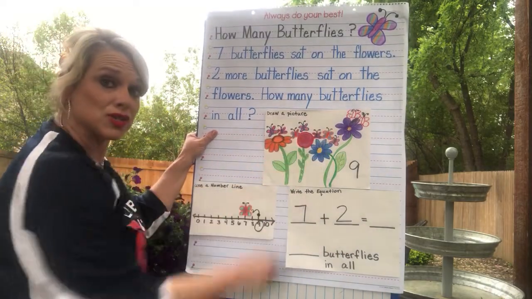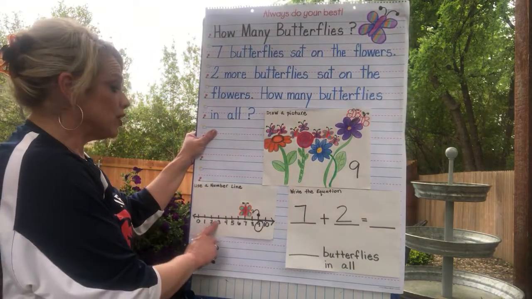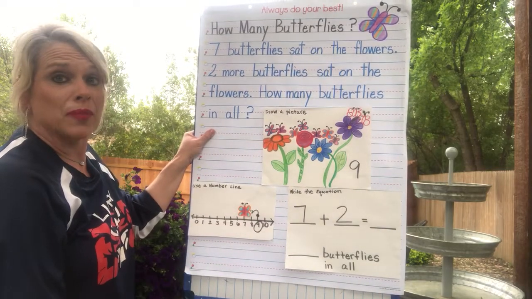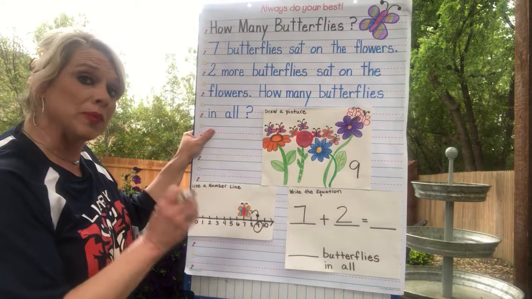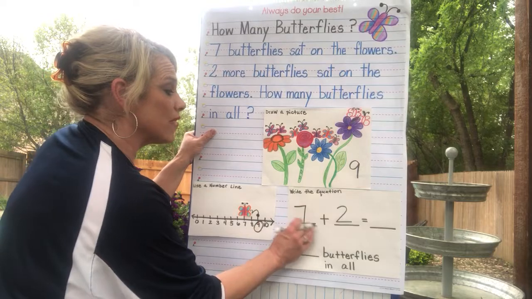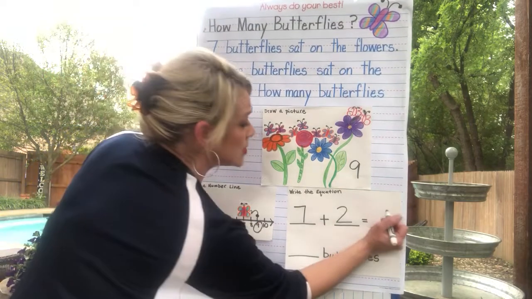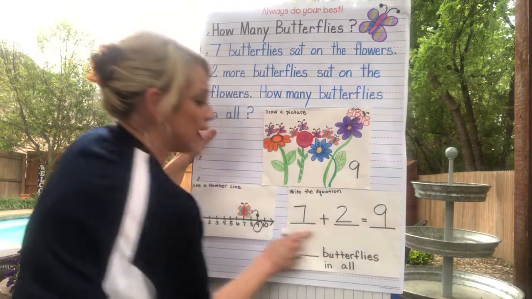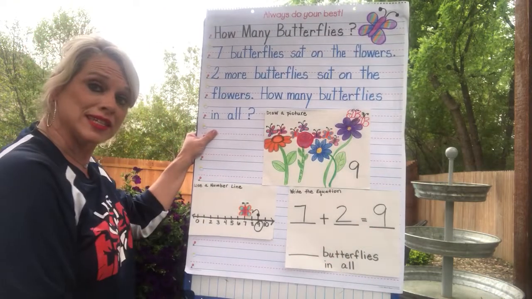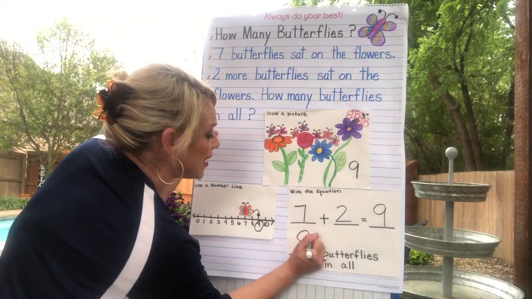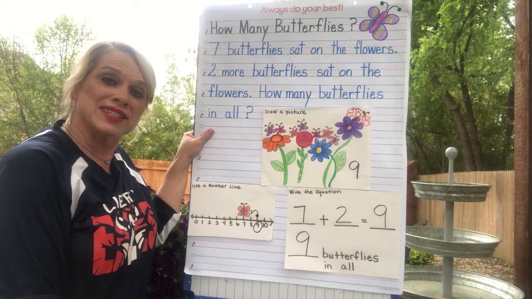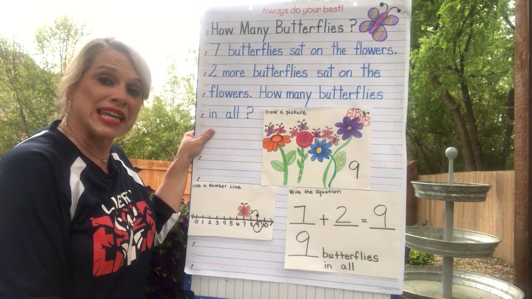Again, you could draw pictures to solve the word problem. You could use a number line to solve the word problem. You could use a 10 frame. You could use counters or manipulatives at home. There are lots of things you could do to solve that problem. So here, 7 plus 2 equals 9, and that's what that addition problem would look like. So, how many butterflies in all? 9.